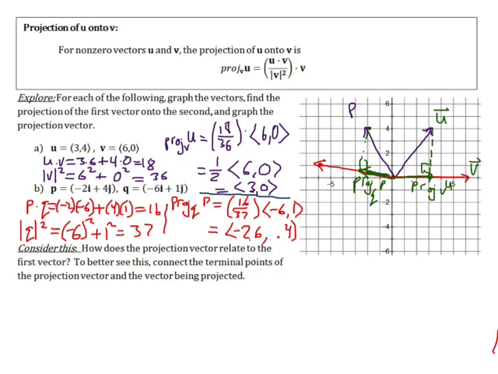Okay? So we see, how does the projection vector relate to the first one? Well, it's on the first vector, it's just shrunk, or sometimes it's actually extended. And so it's always going to be in the same direction, either shorter than the original vector or longer.